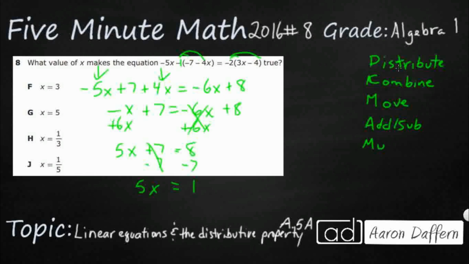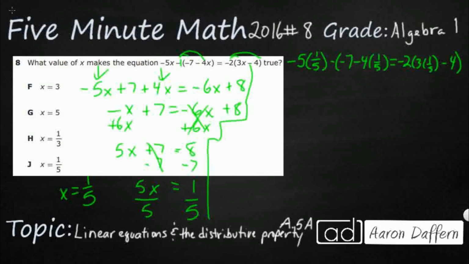And then we either multiply or divide. Usually it's going to end up being a divide, but that's fine. So we need to divide both sides by 5. And it looks like we could just leave it like that. It looks like x equals 1/5. Okay, so looks like J. How do we double check? Let's plug it back in.